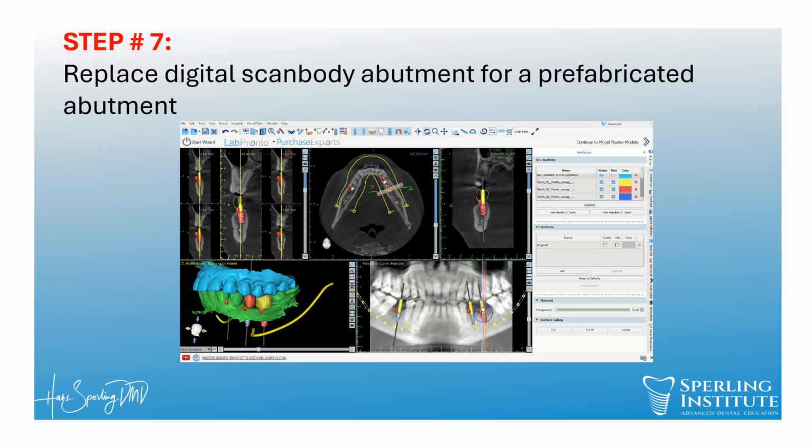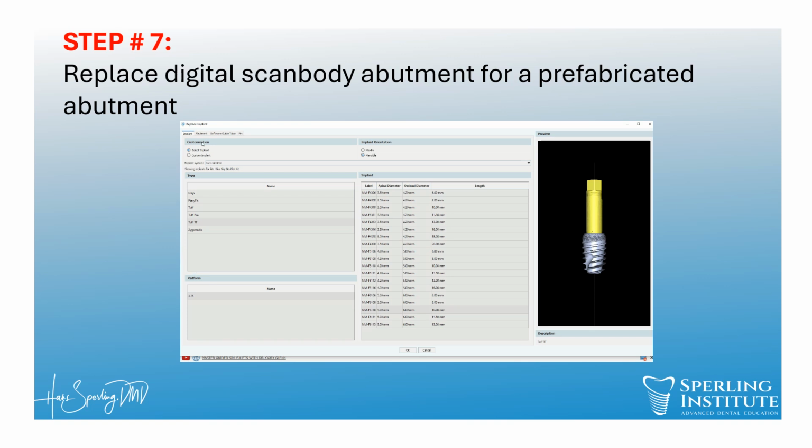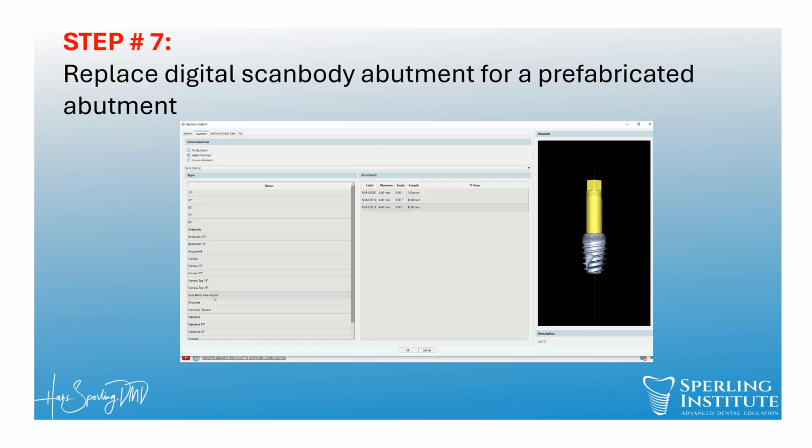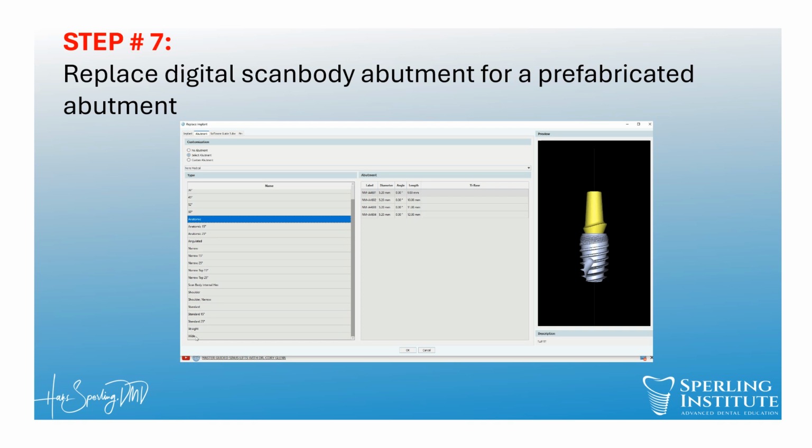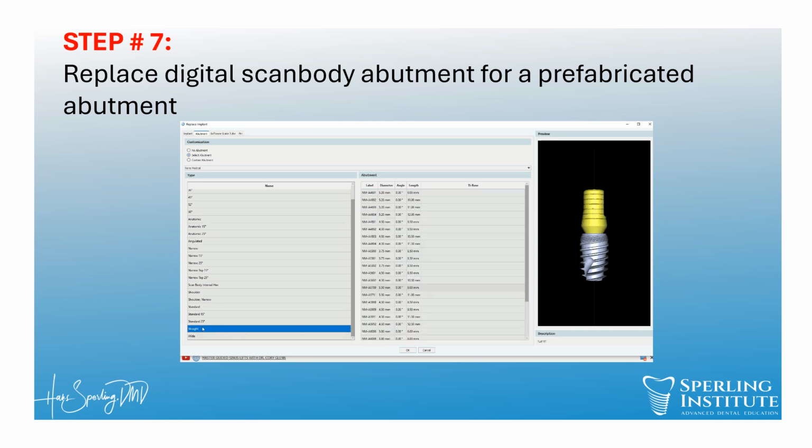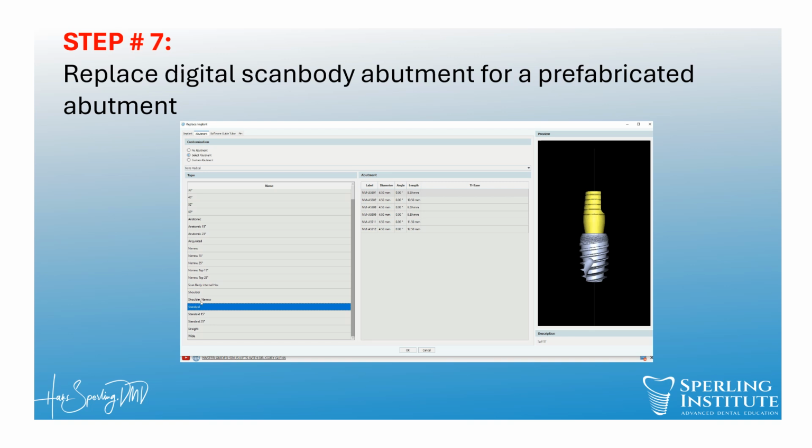Next, what we're going to do is replace our abutments, which are right now an internal hex scan body. We're going to change them for either an anatomic or a wide abutment, a straight abutment. If I'm going to do a healing abutment, probably the anatomic is a good one to do. Or choose a shoulder one. Let's go with the anatomic.